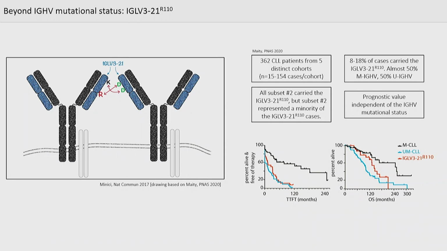Interestingly, from the cell of origin point of view, half of the patients that carried this mutation had unmutated immunoglobulins, so apparently good prognosis, and half of them had unmutated immunoglobulins. But as you can see here, patients with memory-like CLL carrying this mutation had an accelerated phase.